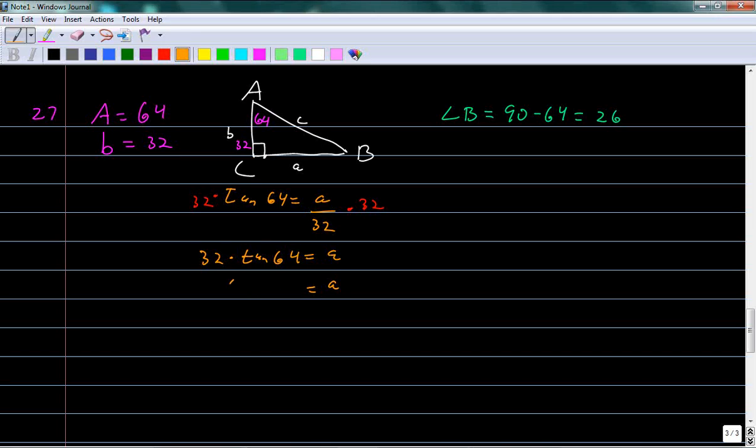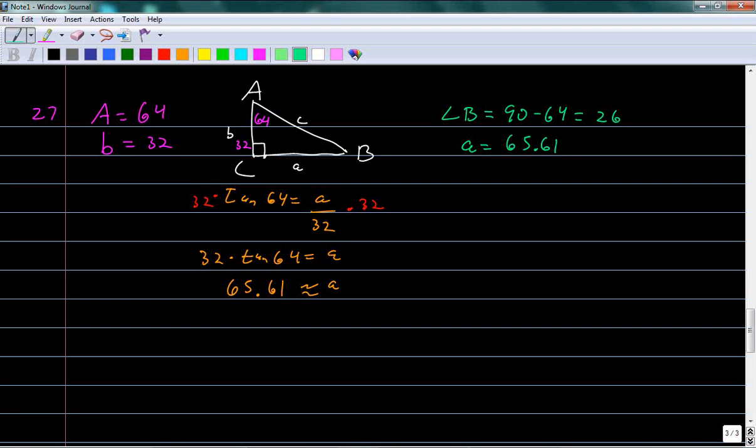And what we'll get here is 65.61, and that's approximate, so I'll just use the approximate symbol here. So little a is approximately 65.61 units long.